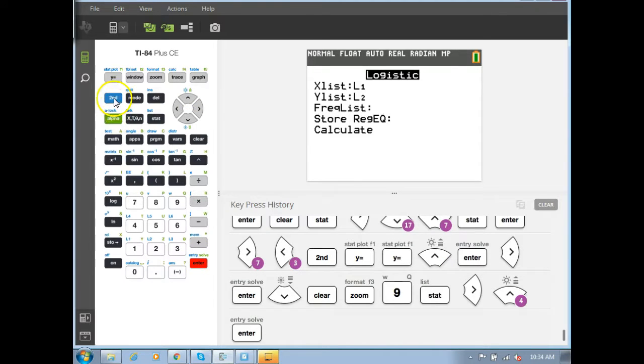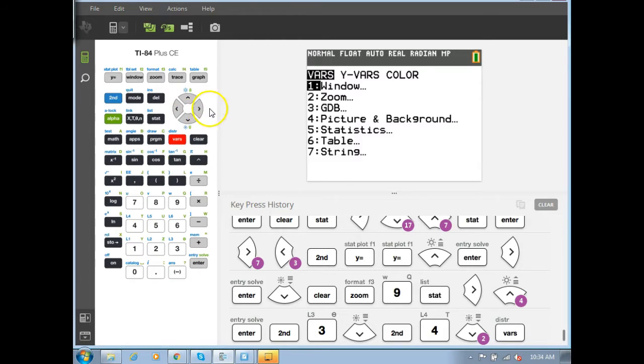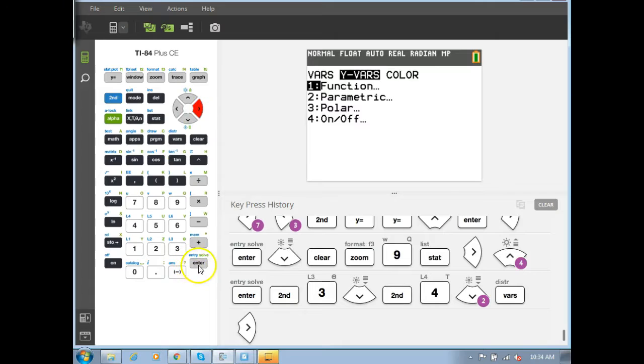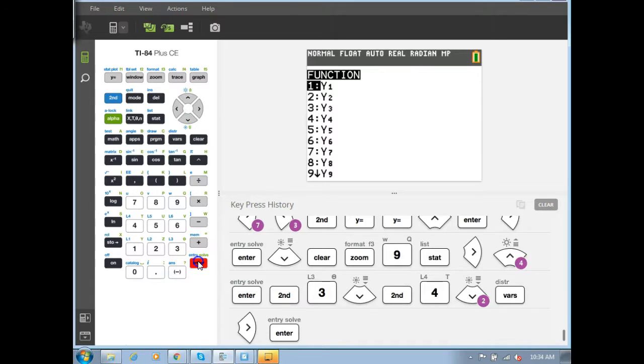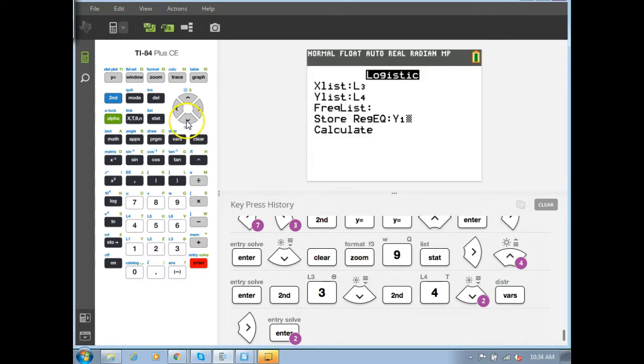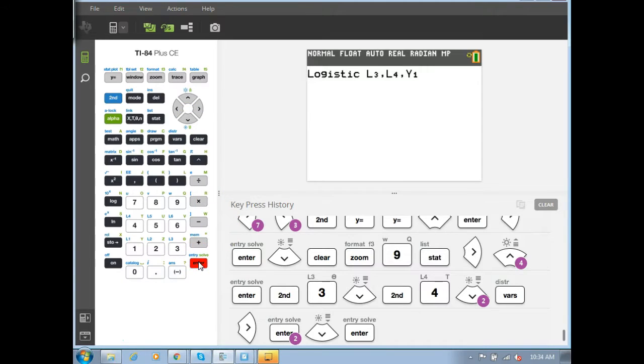And make sure your data's in the right spot. Mine's in 3 and 4. And I always like to store my function just in case I need it later. Alright, now this one looks messy, because your calculator types horizontally. So you're going to see a slew of parentheses because that whole big thing is the denominator.